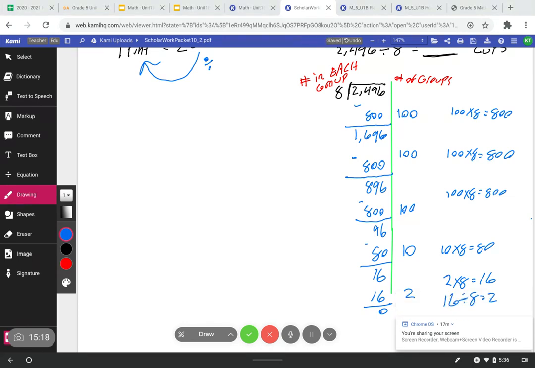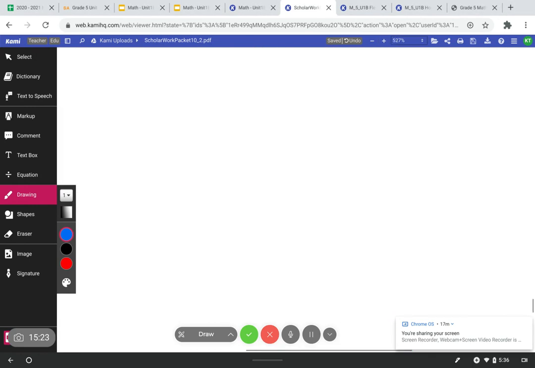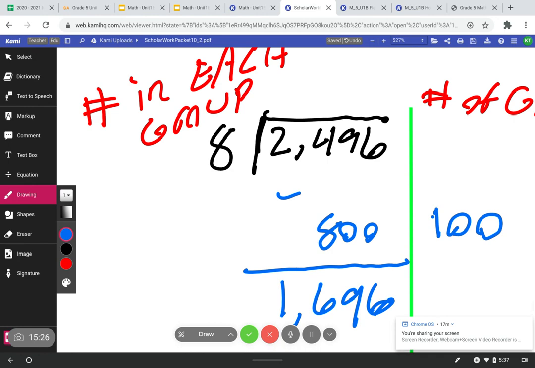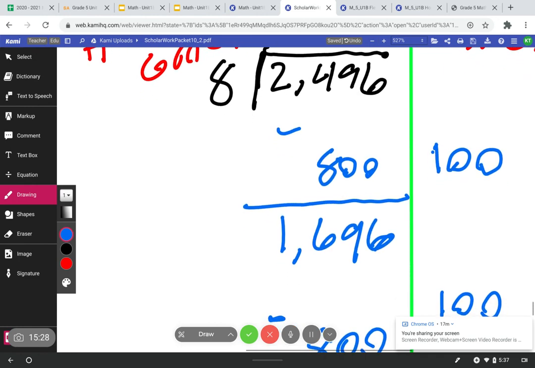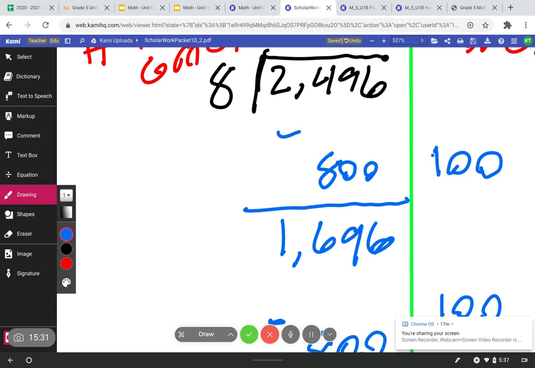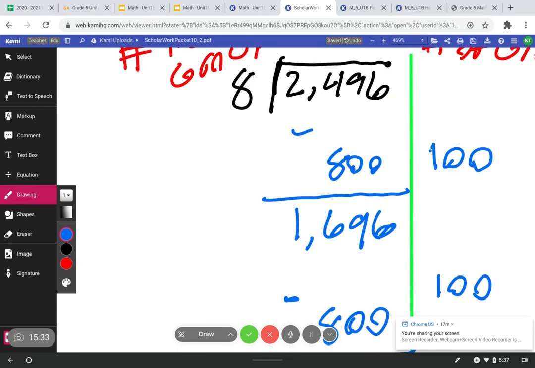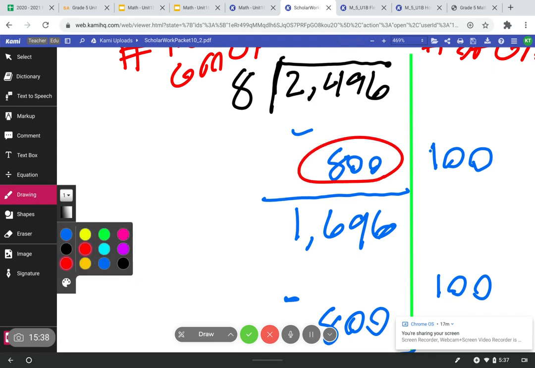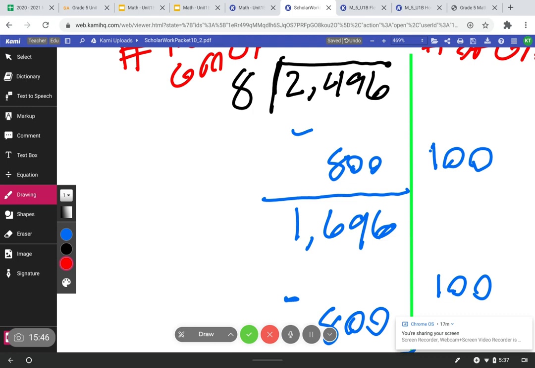So let's go through this again. I start off with 2,496. And I take out 100 groups. Well, if each group has 8, 8 times 100 equals 800. So when I subtract 800 from 2,496, I'm left with 1,696.